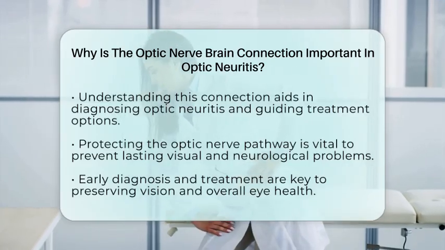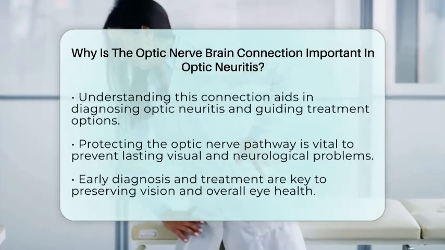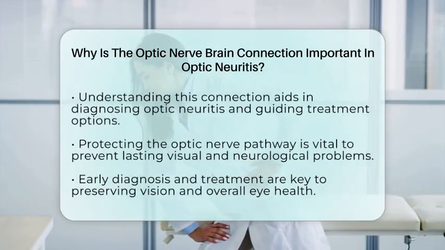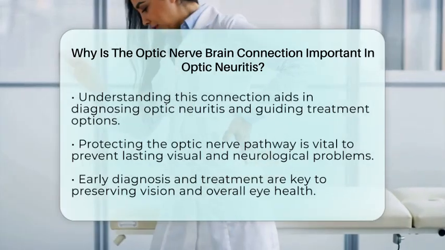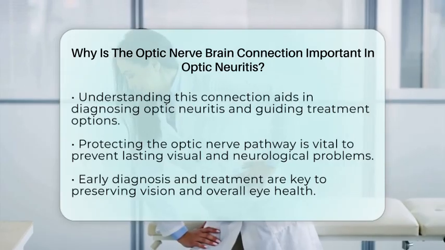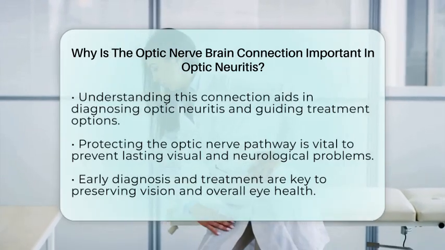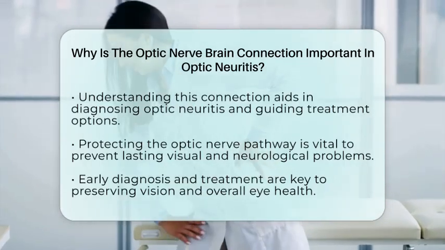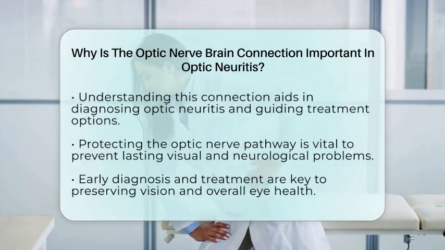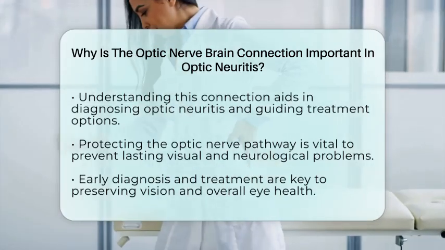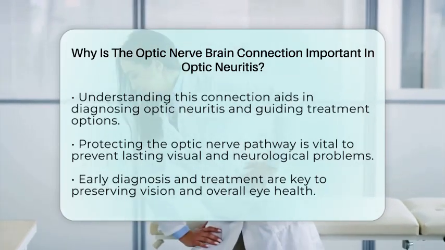Protecting this connection is crucial because it is the main pathway that allows your eyes and brain to work together seamlessly. When this pathway is damaged, it can lead to lasting visual problems, so early diagnosis and proper care are essential to preserve your sight and neurological health.